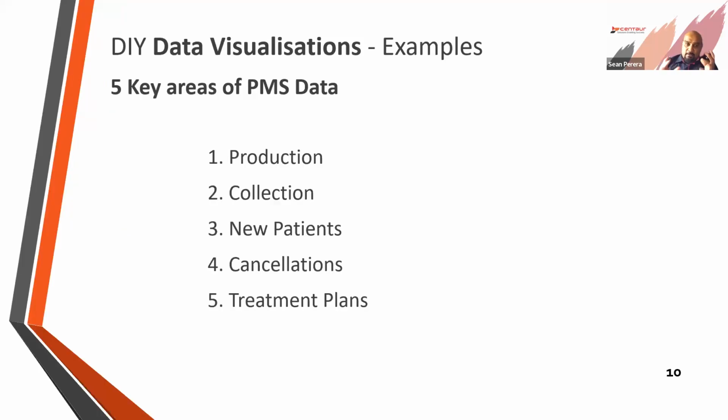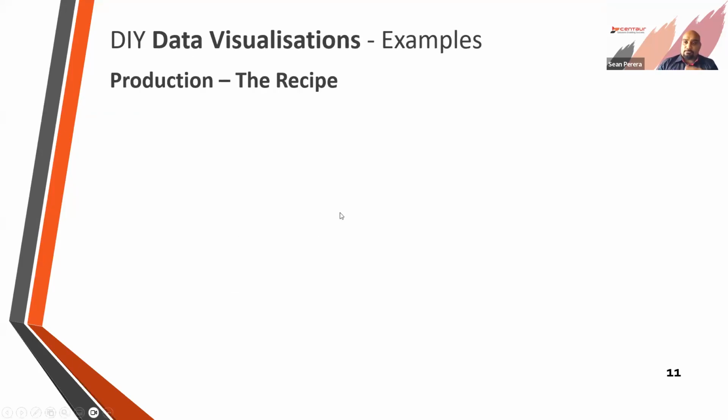So for these examples, we will be looking at 5 key areas of your practice management system data. So we will be looking at production, collection, new patients, cancellations, and treatment plans. So let's dive in. First one, production.